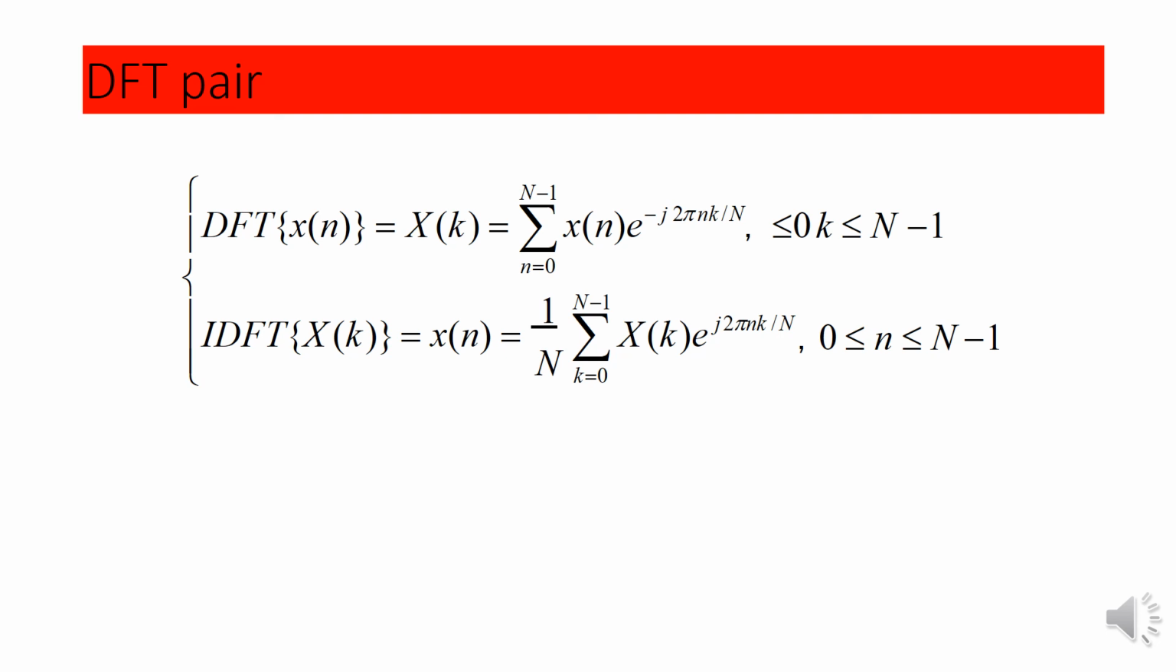In the inverse discrete Fourier transform, x of k is given, and we are going to find x of n. So x of n is equal to 1 by capital N summation k is equal to 0 to N minus 1 x of k e power plus j 2 pi n k divided by N. Here small n varies from 0 to N minus 1. For DFT we use e power minus j 2 pi n k divided by capital N. For IDFT we use e power plus j 2 pi n k divided by capital N.